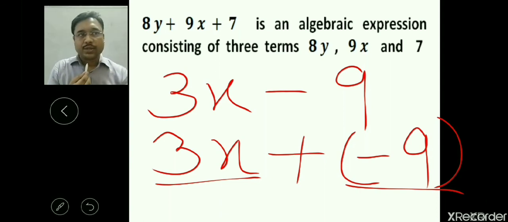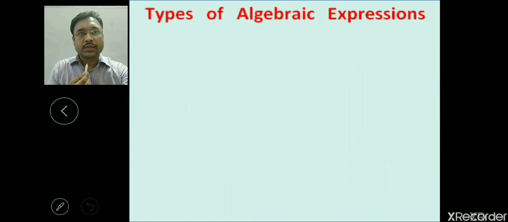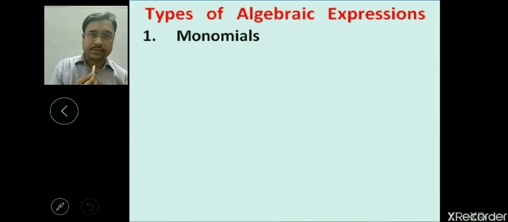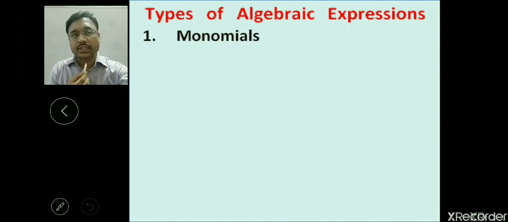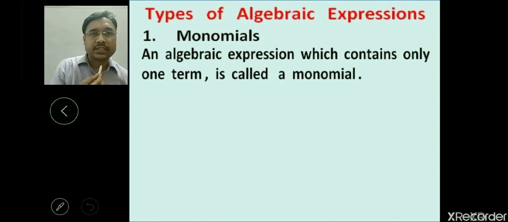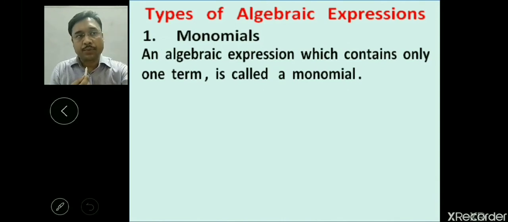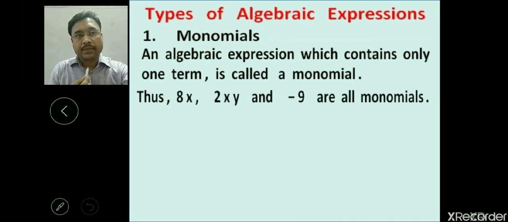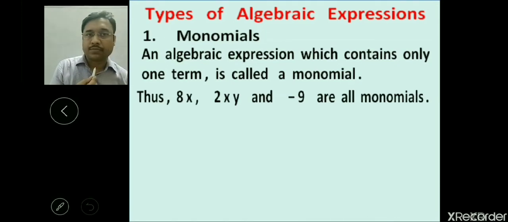Now we have to see several types of algebraic expressions based on the number of terms. First we can see monomials. They are such algebraic expressions which contain only one term, okay. So an algebraic expression which contains only one term is called a monomial. Examples: 8x, it is a monomial only, 2xy, and minus 9.